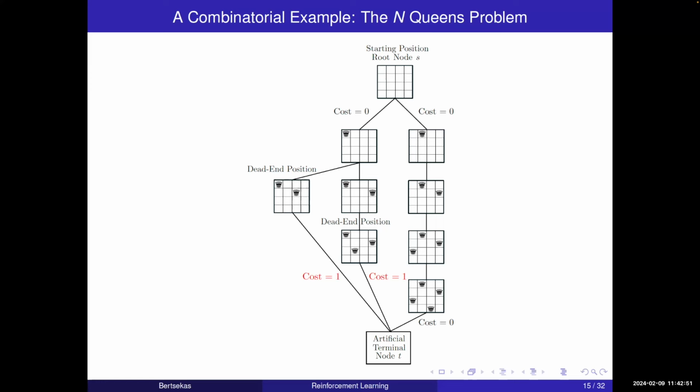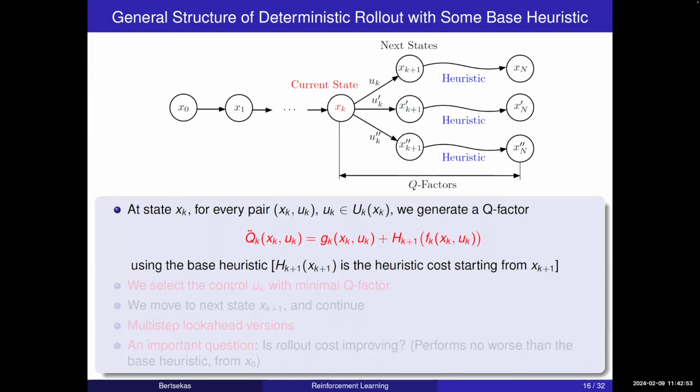Okay, so this is the general structure of deterministic rollout using some base heuristic. It'll generate this trajectory up to a current state xk, and then it will consider all possible controls at state xk. So in this case, it's uk, uk prime, and uk double prime. And each of these controls leads deterministically to a next state, xk plus one, xk plus one prime, and xk plus one double prime, respectively.